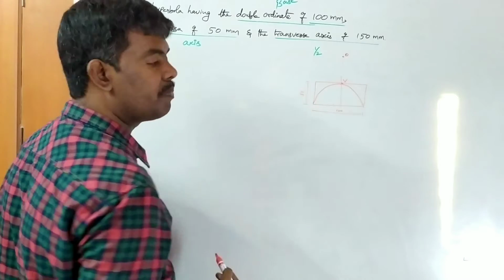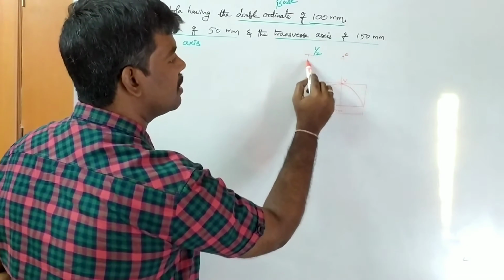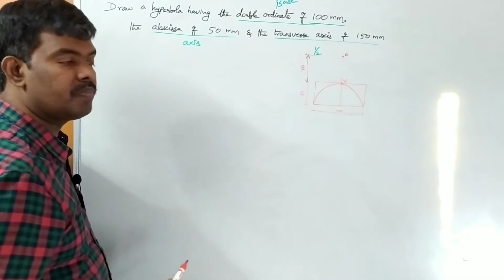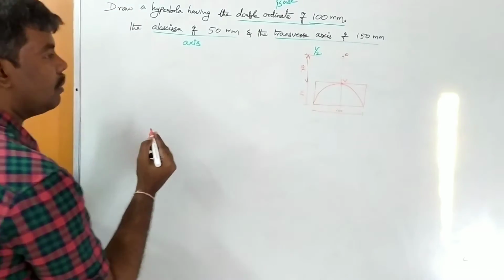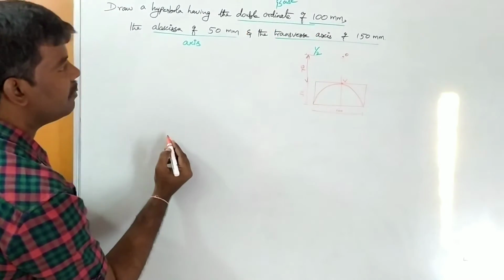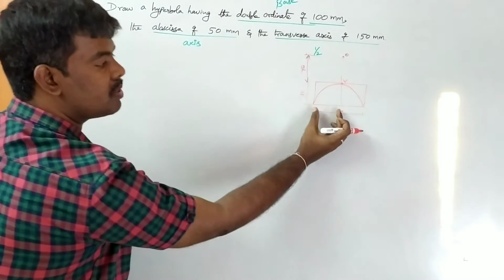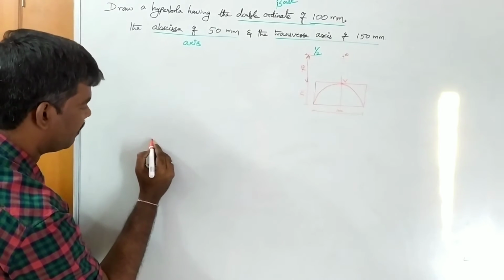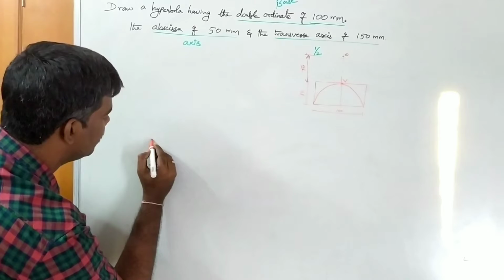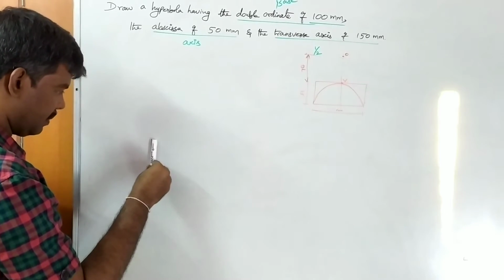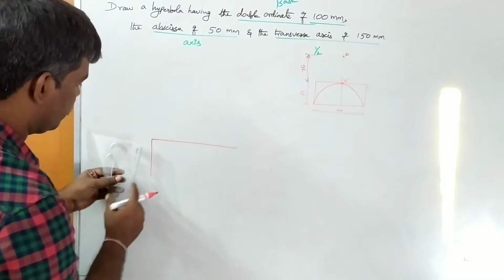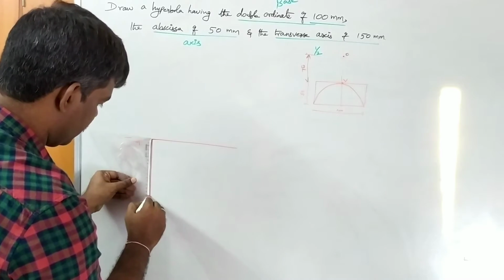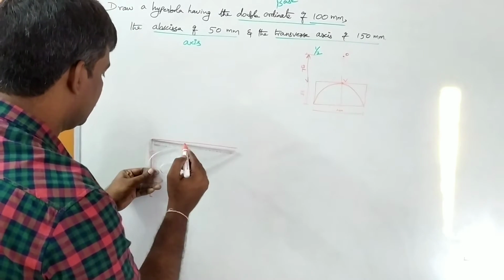Clear? For example, this is O. The distance is half the transverse axis, which means 150 by 2, 75. So first you construct this one by one. So the ordinate is 50, the double ordinate is 2 times, 100, and the axis is only 50. So this is 50 size. Clear? This one is 50 size. So this is 50. This one.